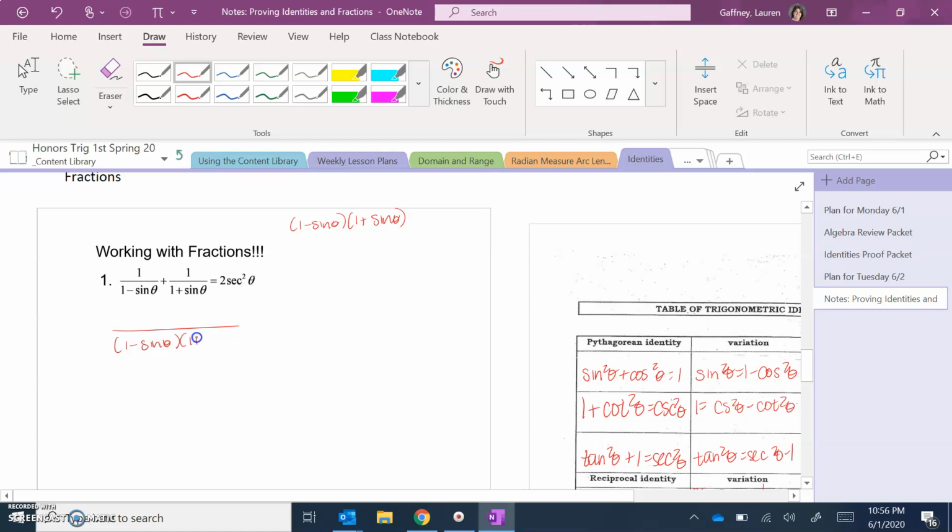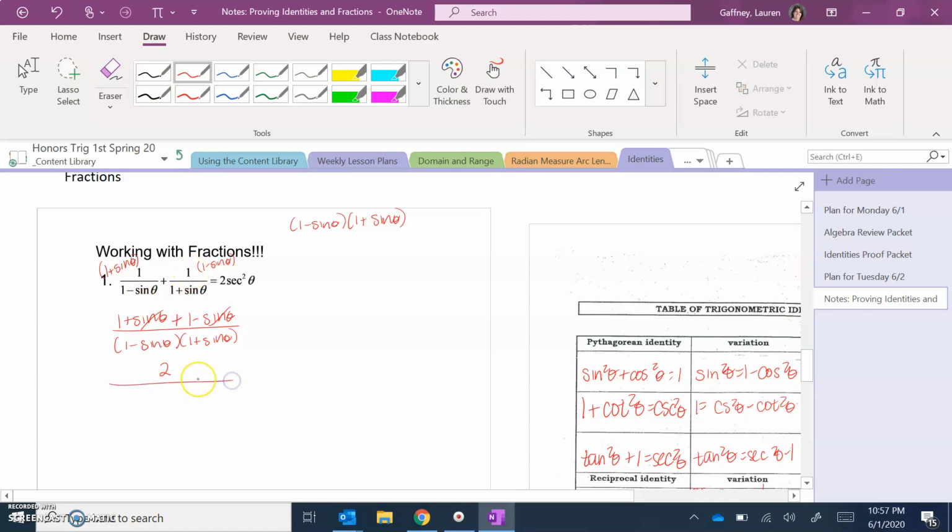So this left-hand fraction would need to be multiplied by 1 plus sine theta. Technically on top and bottom, I'm just not writing the bottom. And this one would need to be multiplied by 1 minus sine theta on top and bottom. Okay, so if this 1 is multiplied by that, I have 1 plus sine theta plus that plus sign in the middle. This, when you multiply it by 1, would be 1 minus sine theta. Okay, let's keep going from there. So the sine thetas would cancel, and I'd be left with 2.